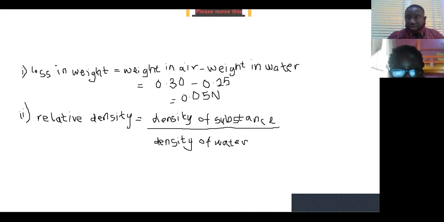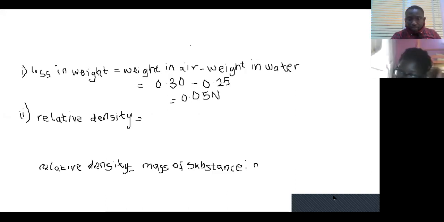Since you have the weight, and you can calculate the weight in water, you've already calculated the loss of weight in water. So that can be done, and you can use that formula rather. Mass of substance over mass of equal volume of water.